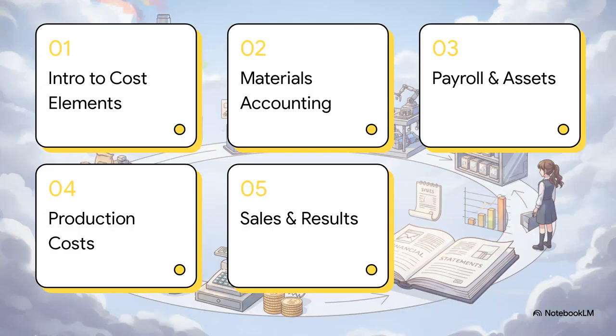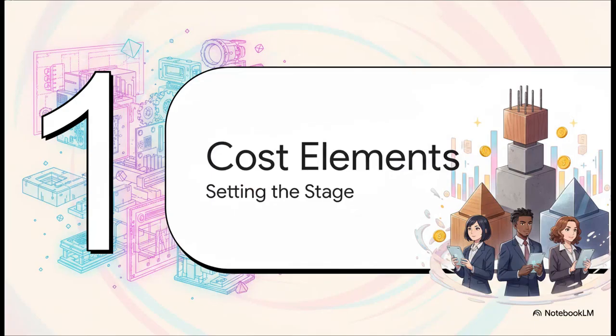Here's our roadmap for the day. We'll start with an introduction to cost elements, then move on to accounting for materials, payroll, and fixed assets, calculating production and unit costs, and finally, we'll wrap up with sales and business results. Starting with Section 1, Introduction to Cost Elements, Setting the Stage.